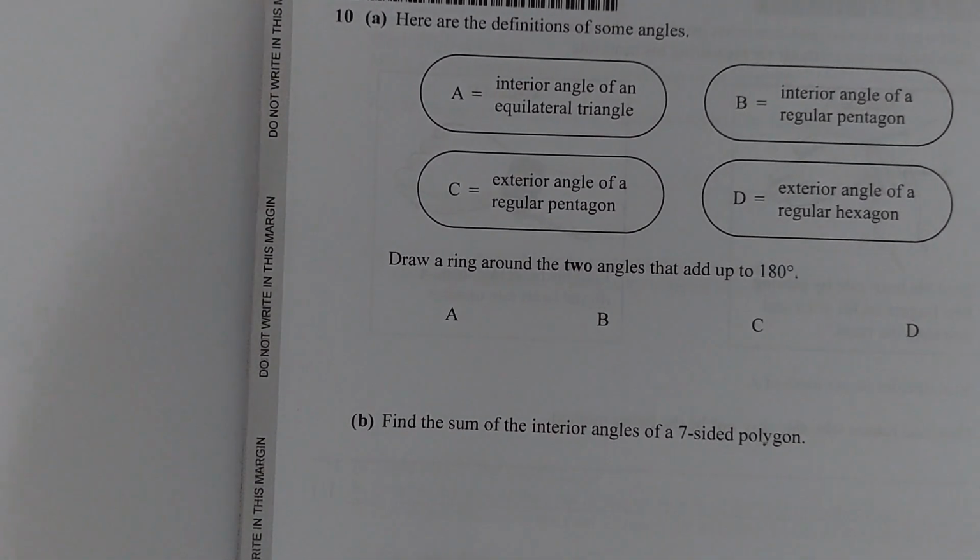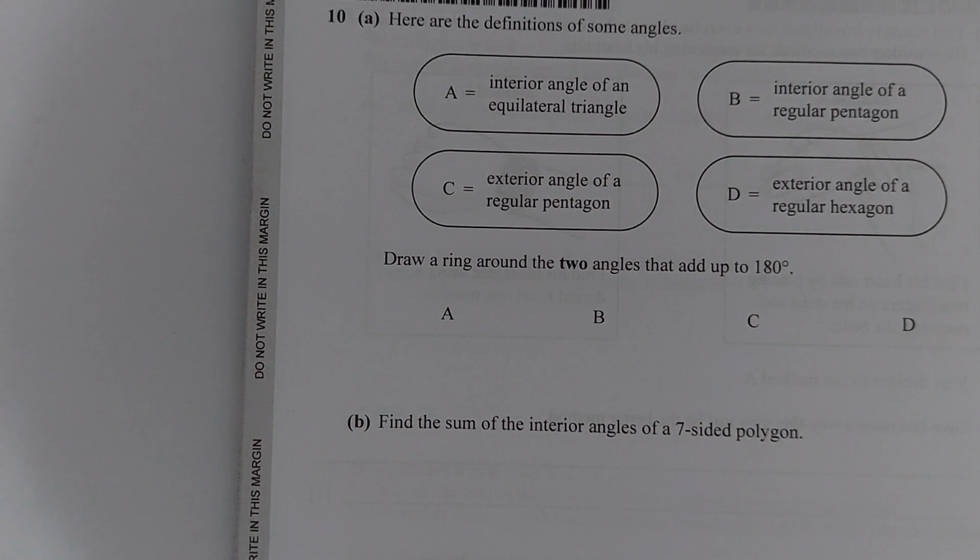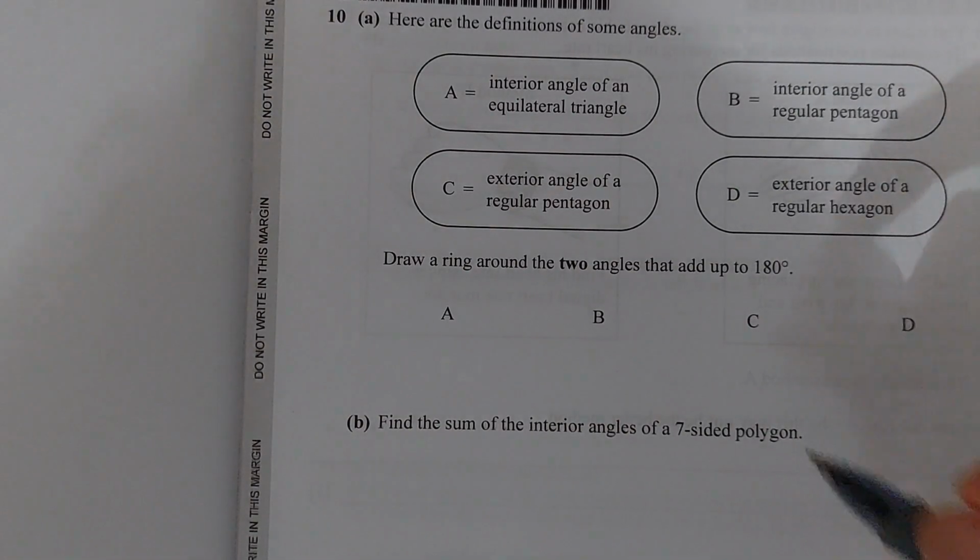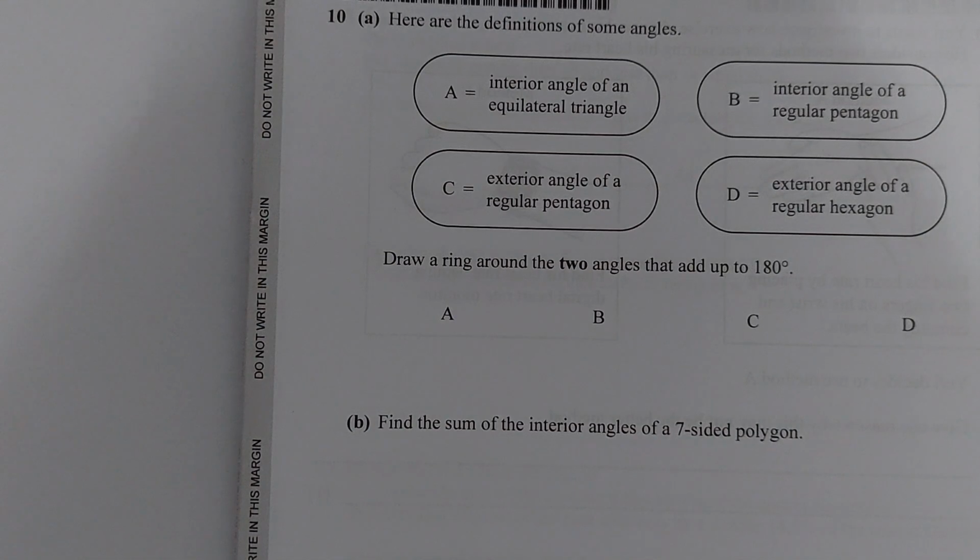Number 10. Okay, here are the definitions of some angles. A, interior angles of an equilateral triangle. And then we look at the question first. Draw a ring around the two angles that add up to 180 degrees. Draw a ring around the two angles.